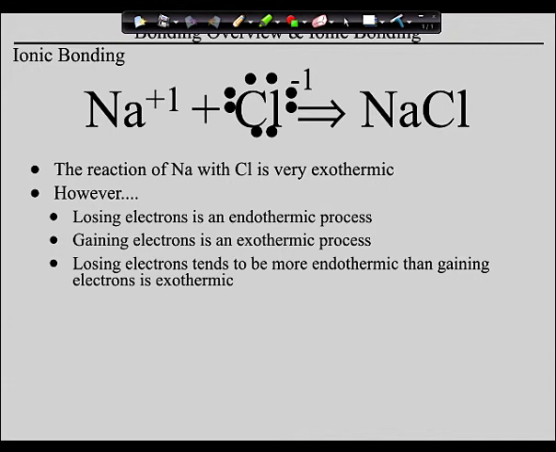So follow the thought. If the formation of table salt was simply the creation of ions, then this reaction would be endothermic. It takes more energy to pull the electron off the sodium than it does to put the electron in the chlorine. So if all it took to make salt was to make ions, it would be endothermic.